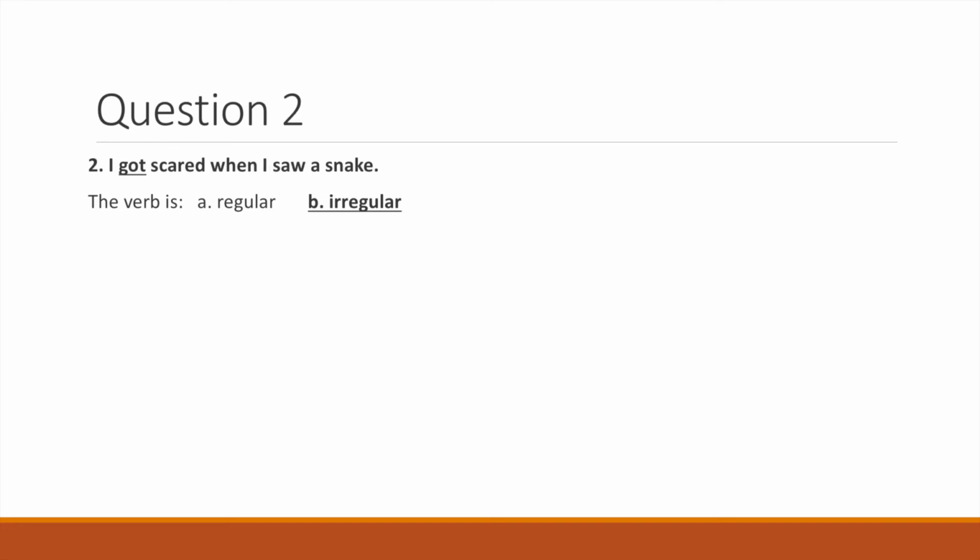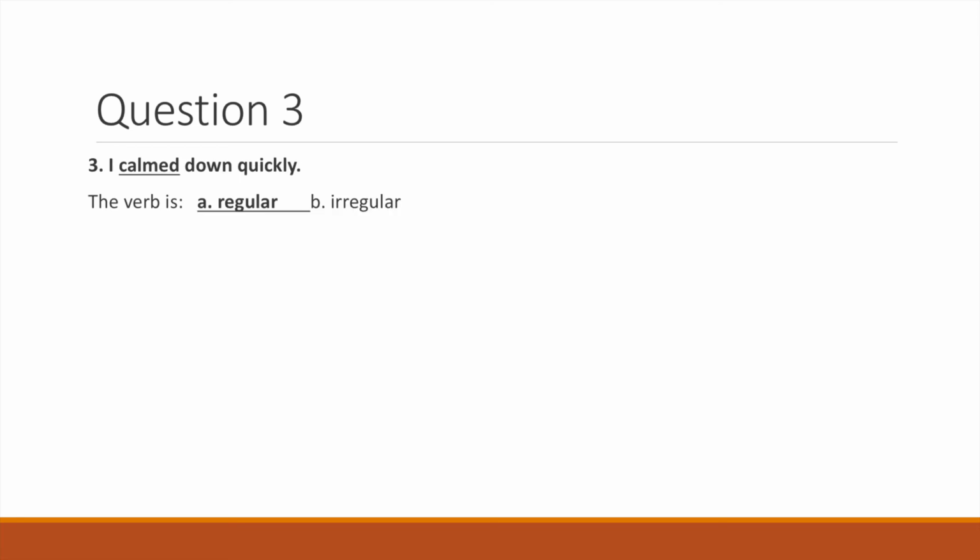Question 2. Looking at this statement, I got scared when I saw a snake. The verb got does not have an ed. It is the irregular past tense form of get, so we know B is the correct answer.